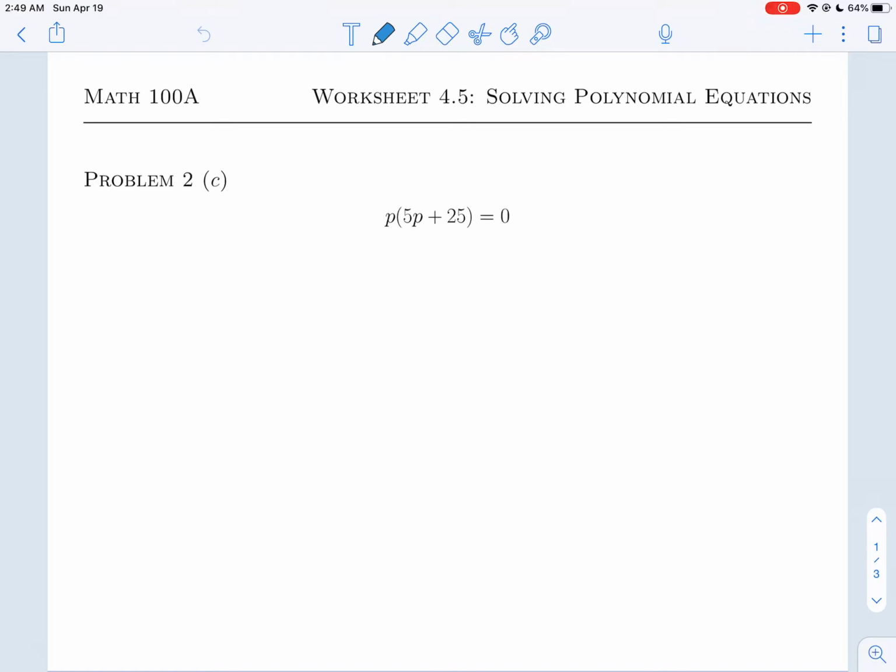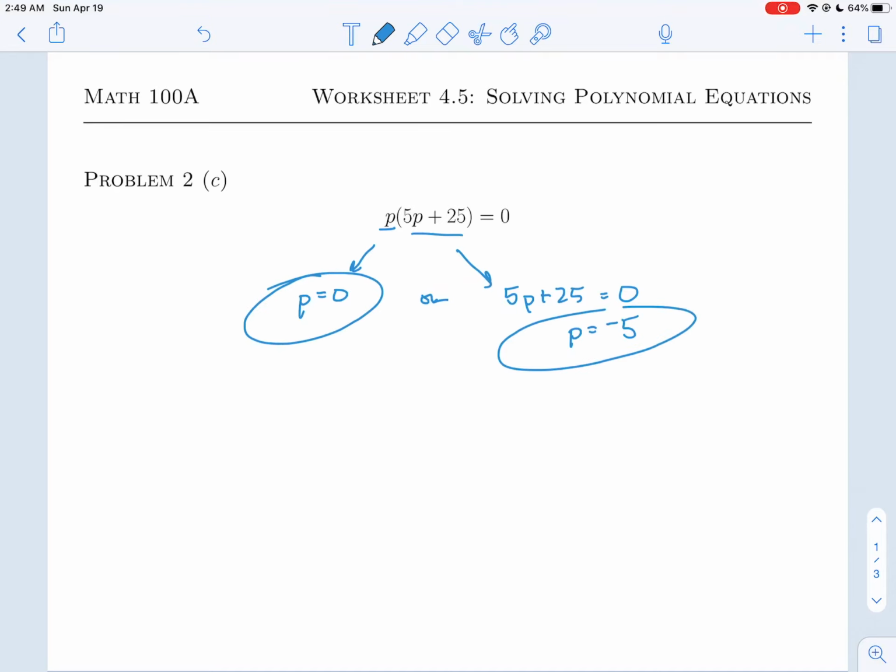So from here, I have a product of two things equal to 0. So I can use that zero product property, right? I'll use that first part, that P, set it equal to 0. Or I can take the second part, the 5P plus 25, and set that equal to 0. Now the first part's already solved, right? That P equals 0 is one of my solutions. And this 5P plus 25, I can solve that to get that P equals negative 5. So that's going to be my second solution.